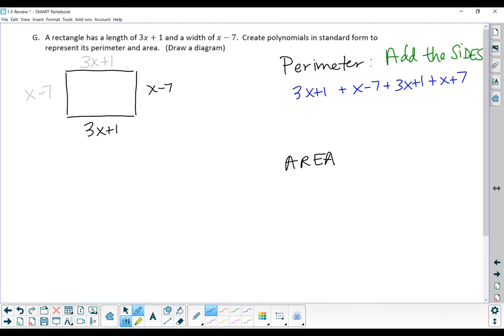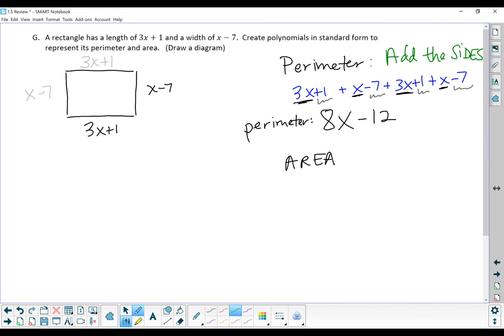So if we add all of those together, we've got a 3x and another x for a 4x so far, another 3x gives us 7, and another x gets us to a total of 8x. So we just combined all of those linear terms that have an x in them. And now we need to think about our constants. We've got a 1, a negative 7, a 1, and a negative 7. When we add those constants together, we get negative 12. So the perimeter of our shape, an expression for that perimeter, would be 8x minus 12.